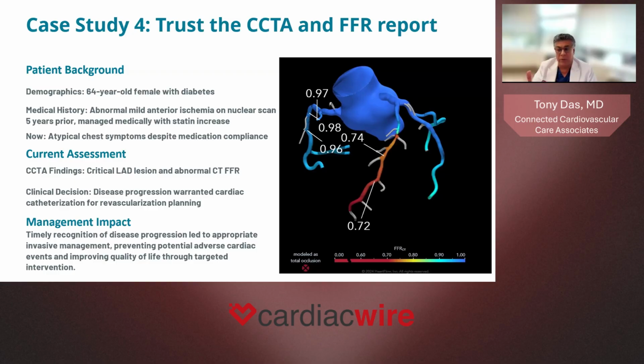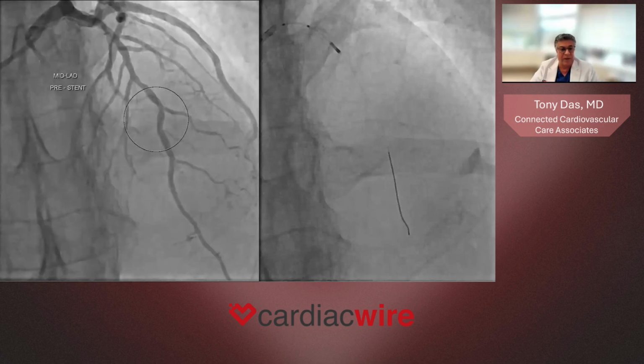As you can see, the orange to red change in the mid-LAD suggests that this is probably a pretty significant lesion. It's a 64-year-old patient. The patient's diabetic, and that's what gives them these atypical symptoms. And we identified this and trusted that this was probably pretty significant disease. So I took this patient to the cath lab, and that's what I found.